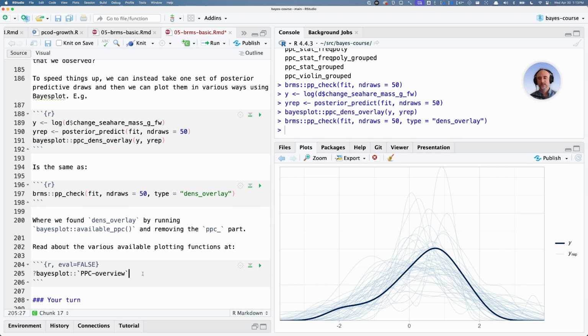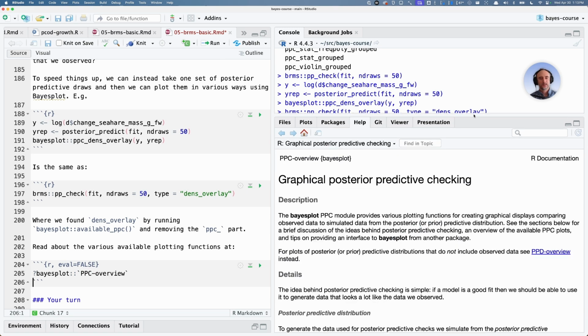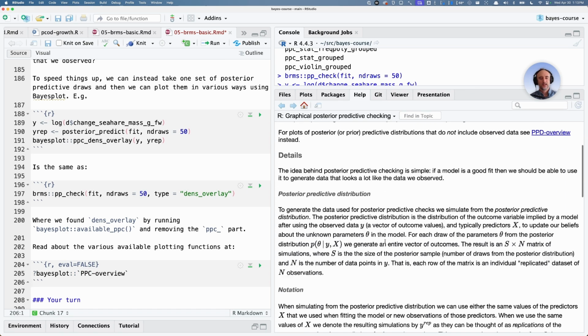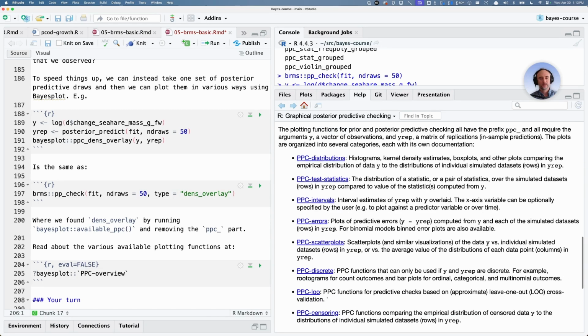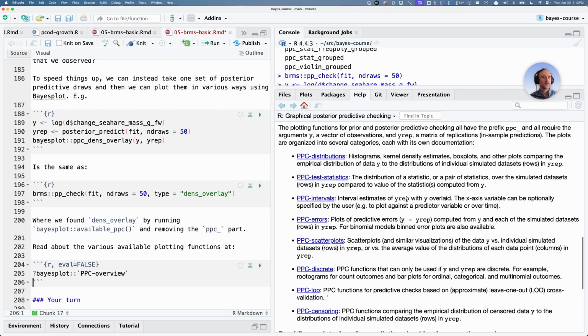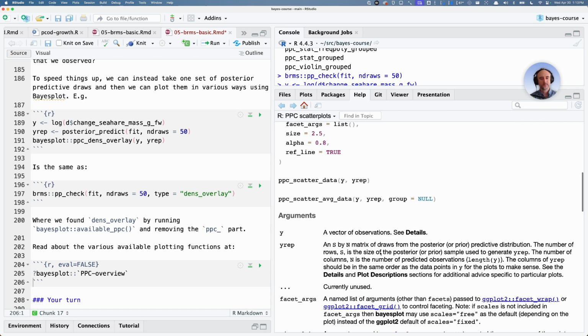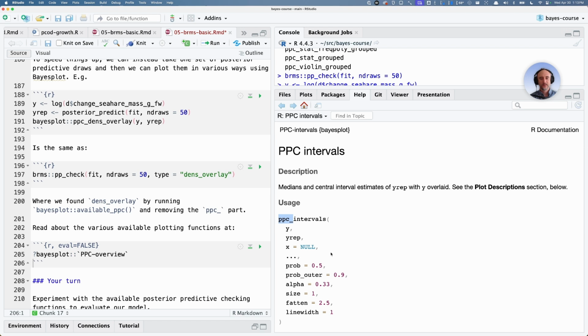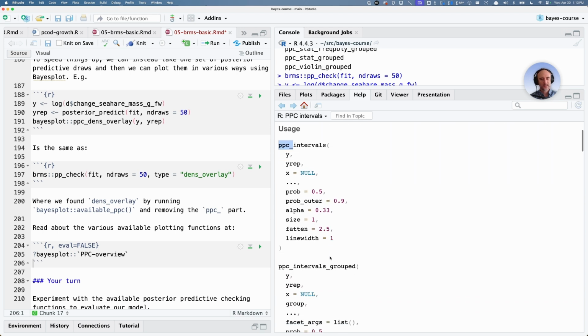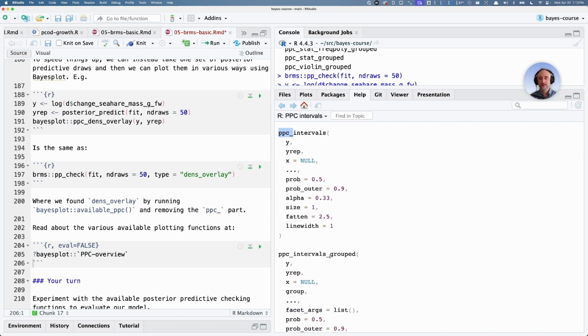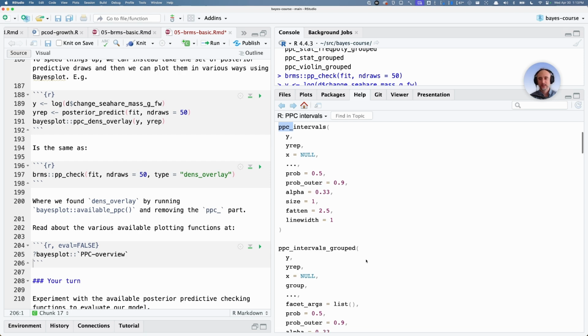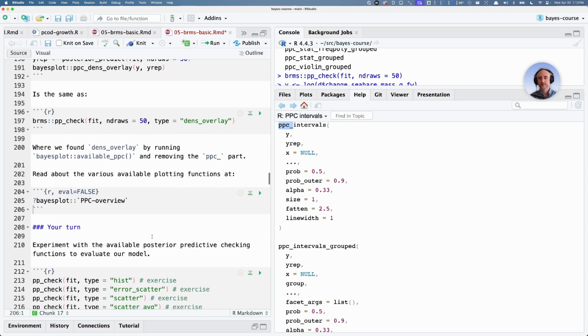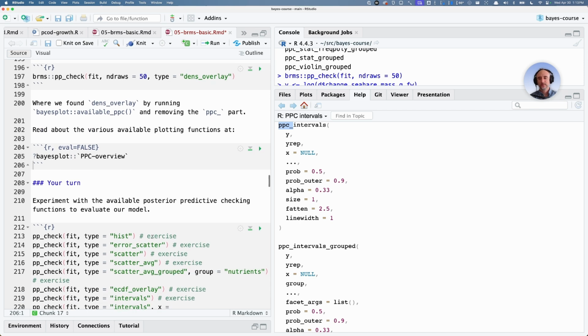So in addition to that full list, there's also this ppc_overview help file in bayesplot, and it's helpful mostly in that it groups all the plotting functions together. So if you want any kind of a posterior predictive check that is a scatter plot, for example, I can click here, and those are all of your scatter plot ones grouped together. And any one of these, if I were to take the stuff after ppc underscore and put that into pp_check with brms, then I would have the same posterior predictive check using the pp_check function.